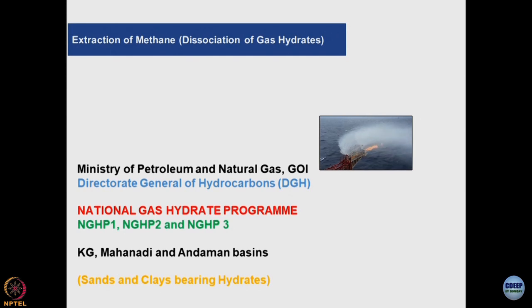And the regions which have been identified in Indian margins are the KG Basin, Mahanadi and Andaman Basins. Clear? And it is very interesting to see that the types of soils which you get are totally different. So, people who want to study the gas hydrates, Indians, they have a beautiful natural laboratory waiting for them, and you just go and start your career in this.